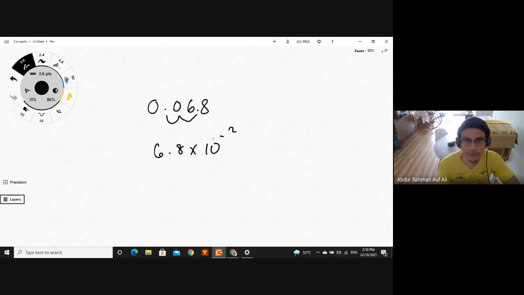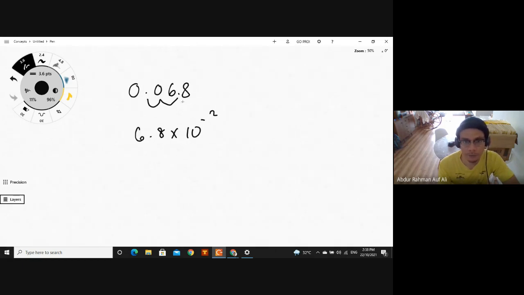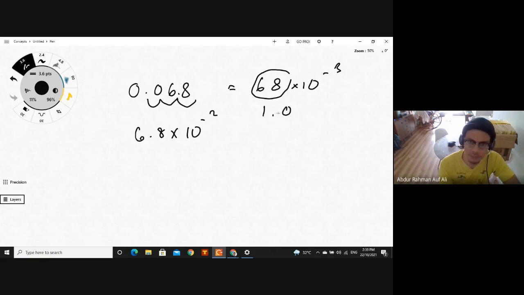So ada one of your seniors tanya saya dulu, kenapa tak bawa pergi ke sebelah 8? Because that's not an integer. Kalau kamu bawa ke sebelah macam ni, that means dia akan jadi 6.8 darab 10 kuasa negatif 3. So 6.8 ni bukan integer lah. Kamu kena bawa dia jadi 6 and then titik perpuluhan. Dia kena jadi satu digit sebelum titik perpuluhan. Okay, so that's why kamu kena bawa titik perpuluhan dekat 6. Alright, that's the rule.